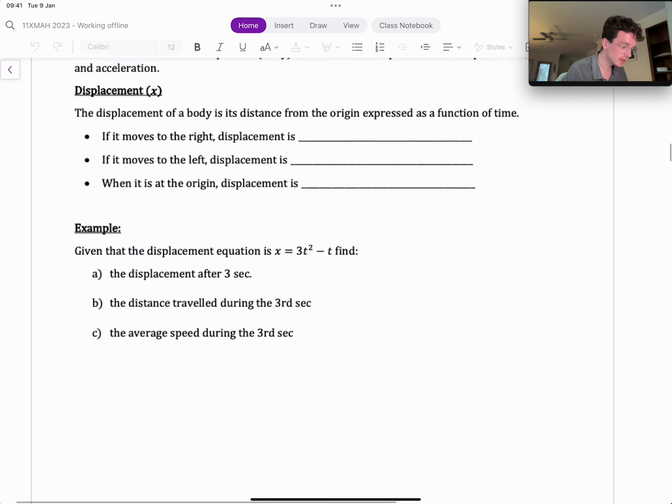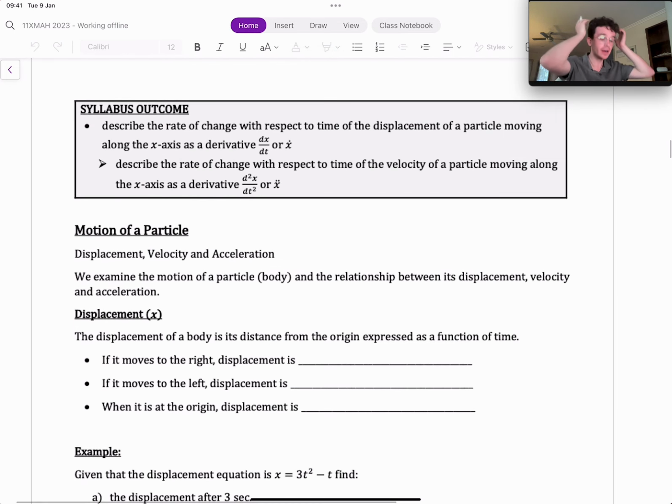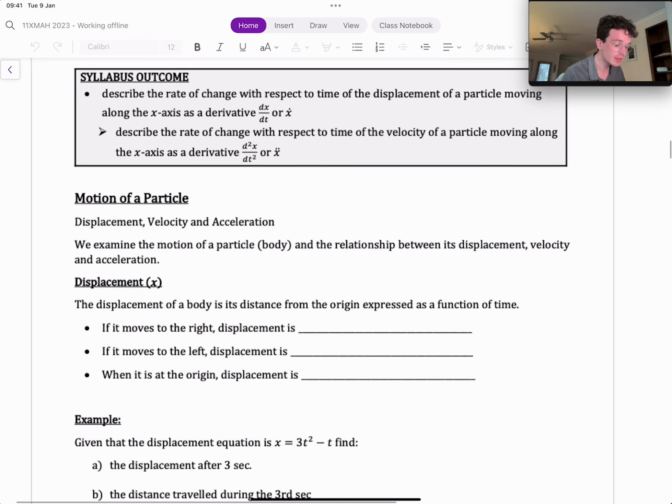Hey, so today we're going to look at the motion of a particle. Today we're getting really into where, in my opinion, math starts to get really, really exciting. From now on, for literally most of the topics apart from one, we're going to use calculus in everything. So, the motion of a particle.